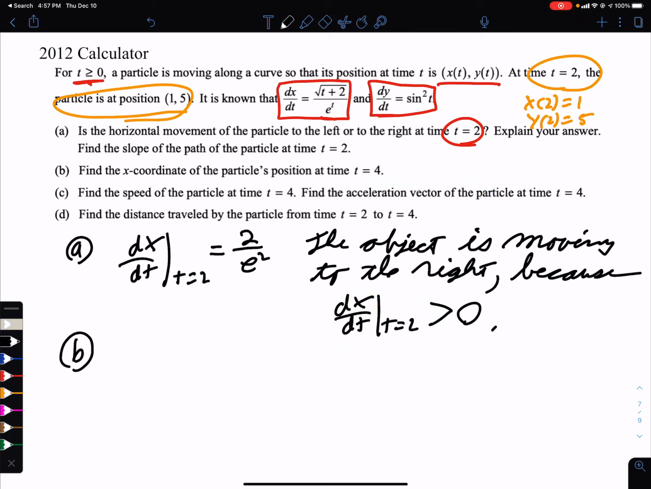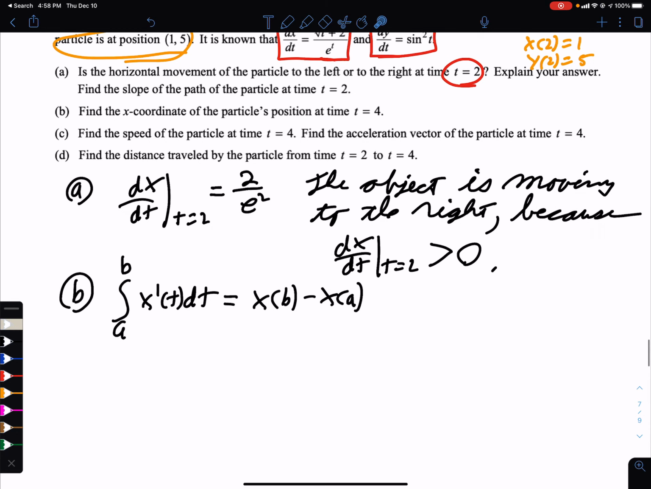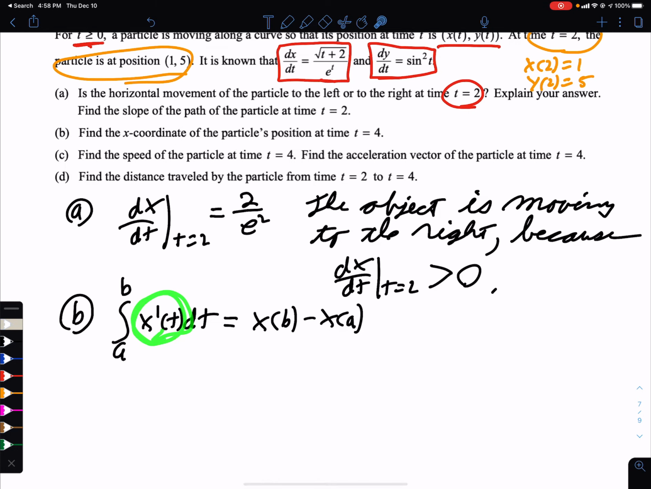Part B, find the x-coordinate of the particle's position at time t equals 4. Fundamental theorem of calculus. Let me remind you of something. Once upon a time, you learned the integral of x prime of t dt from a to b is x sub b minus x sub a. That's the fundamental theorem of calculus, used over and over in calculus. So x prime is velocity in x. So if I integrate the velocity, it gives me the change in position.